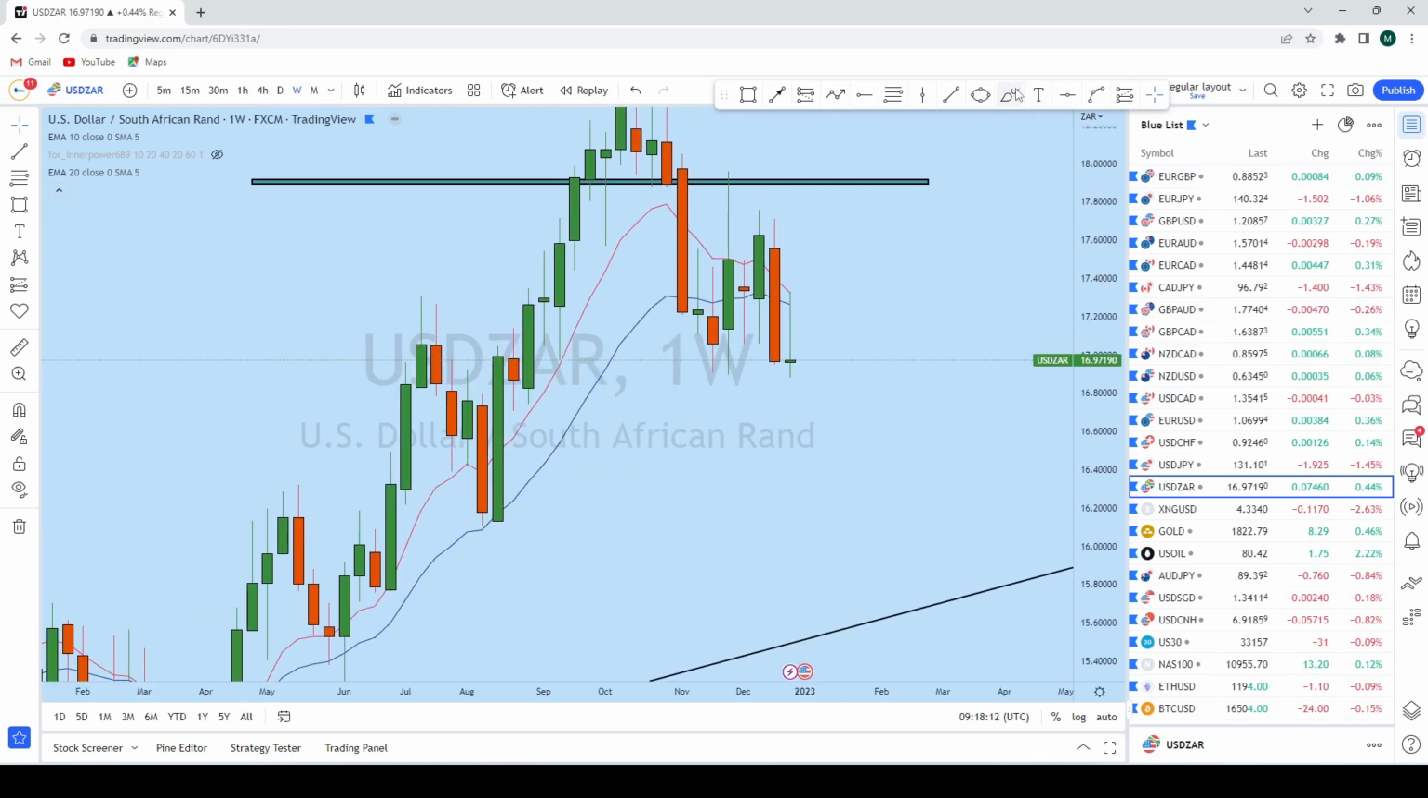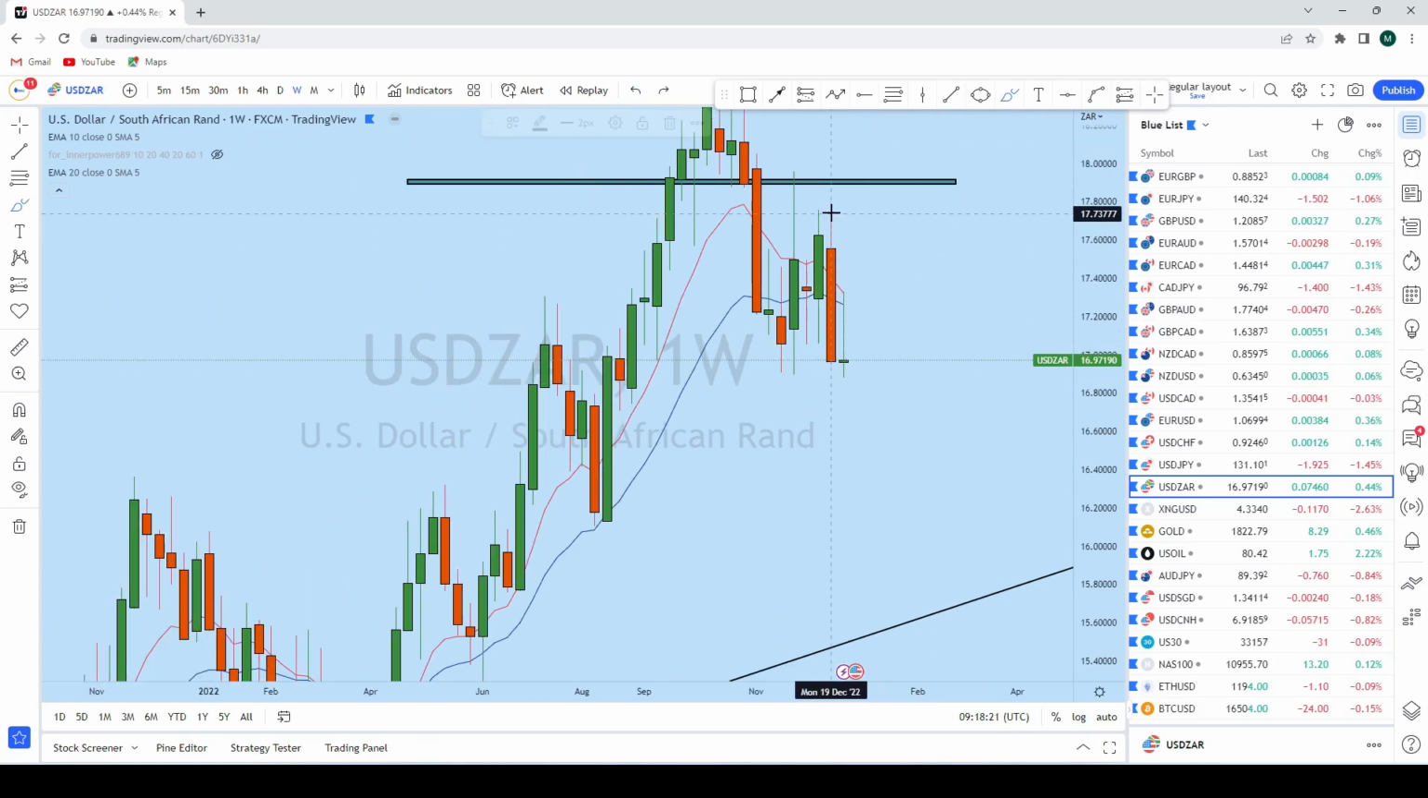The previous week we see a strong bearish engulfer, this red one, and then last week we see that there is in fact a doji. Now, a bearish engulfer followed by a doji is a continuation pattern. That means that after this kind of pattern we can expect USDZAR to continue to drop.